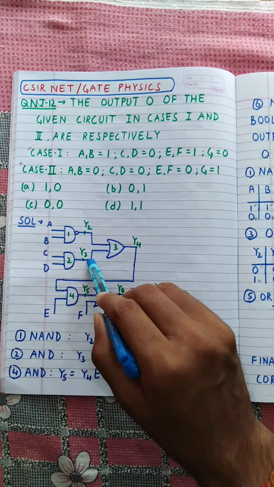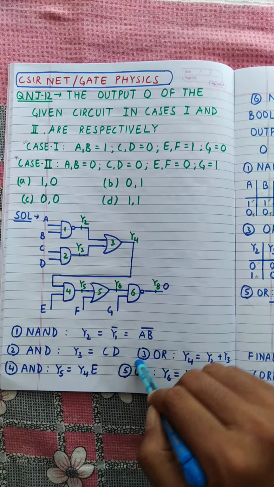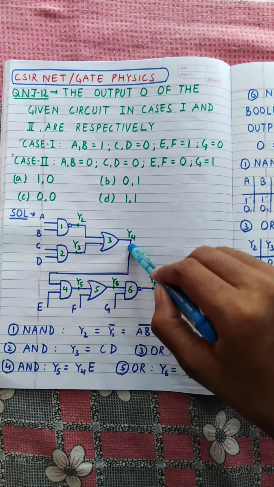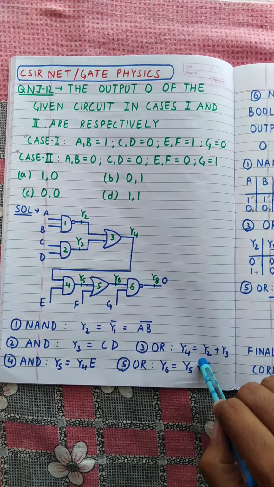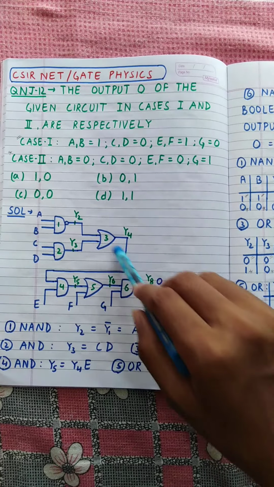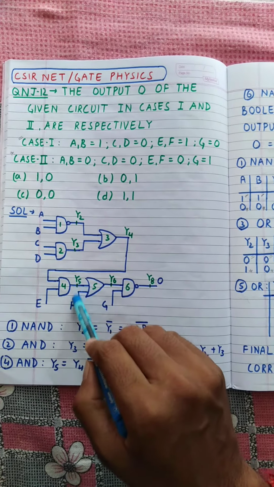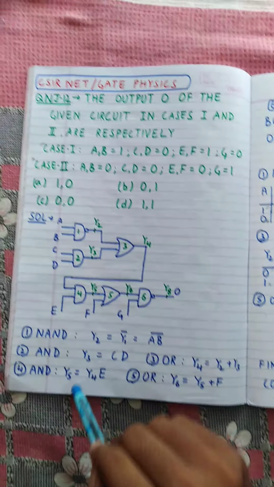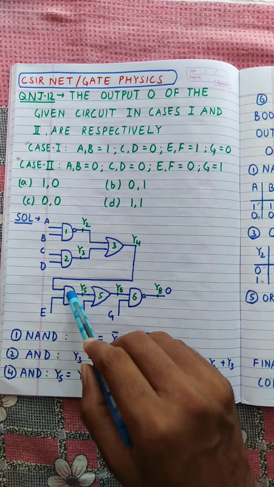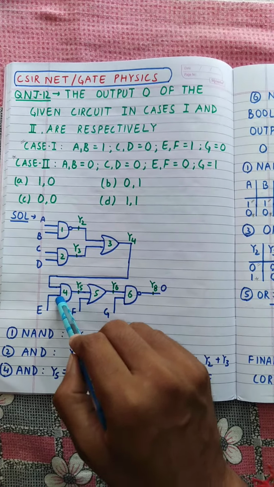Here its output is Y3, and Y3 is given as C and D. Now gate number 3 is an OR gate with output Y4, so Y4 is given as Y2 or Y3. This is the Boolean expression for this OR gate. Gate number 4 is again an AND gate with output Y5, expressed in Boolean algebra as Y5 equals Y4 and E: one input is Y4 and the other input is E.